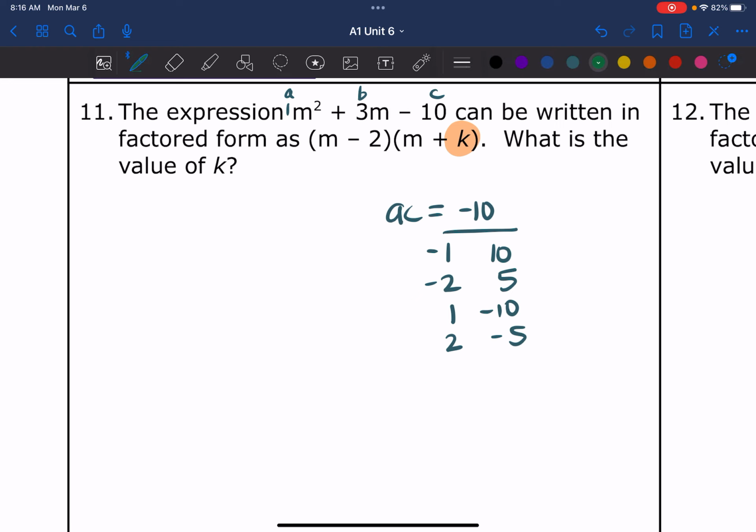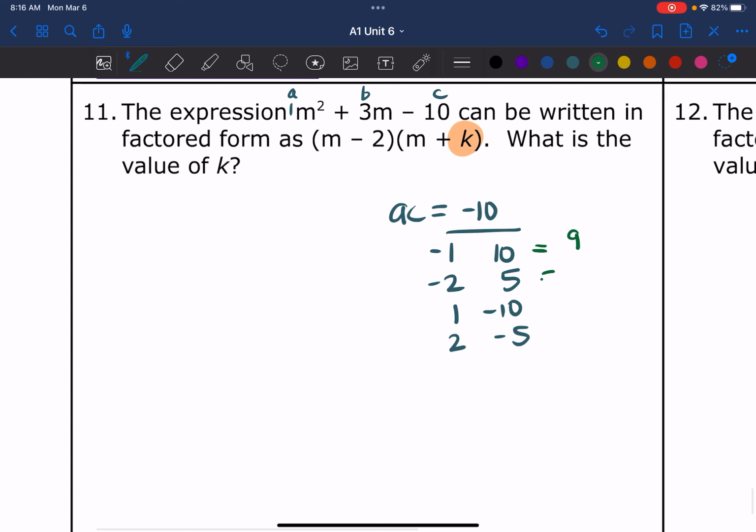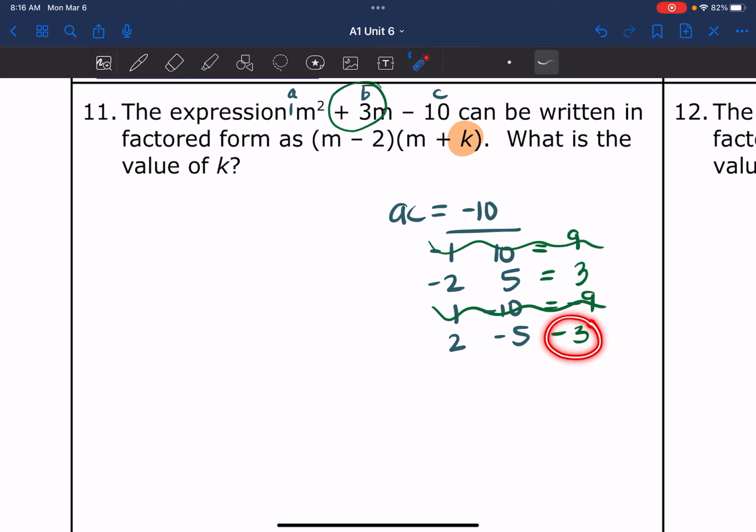So if I were to add these up, that gives me 9. So that's not it. This gives me 3, and that's what b is. So I actually think that one is already it. The other one gives me -9 and -3. So just be careful, because this one here is almost 3. It's negative, but we needed it to be positive. So we know that we're going to use these two numbers.